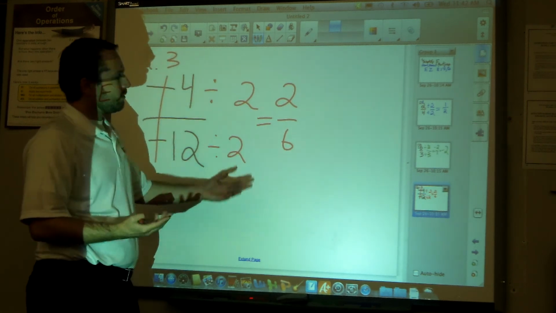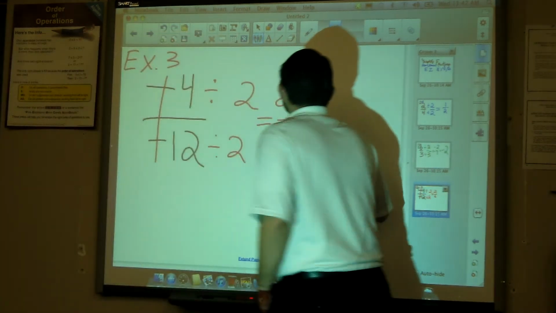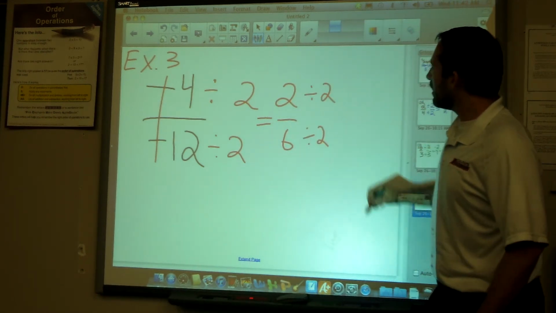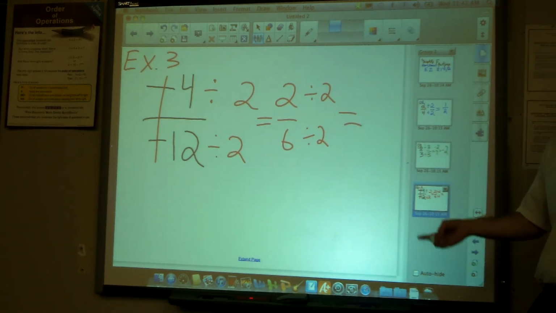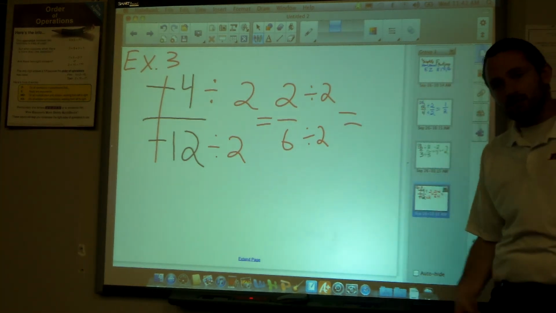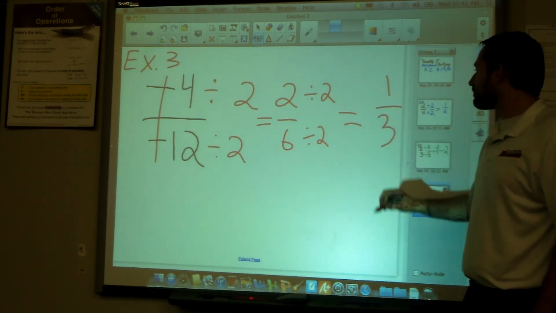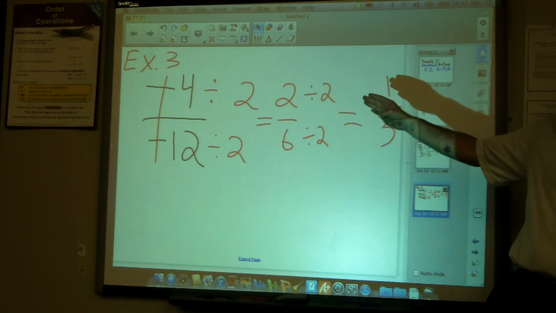And then I think, oh, they're both even again. I can divide by 2 again. And so when I divide by 2 over 2 again, because if I do it on the top, I have to do it on the bottom, I'm going to get 1/3. And so there's my answer for simplifying -4 over -12.